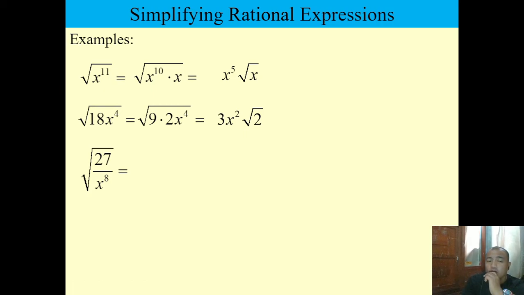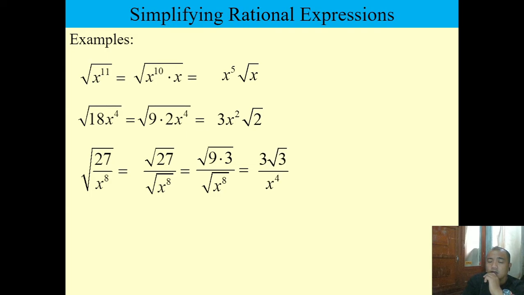Okay, square root of 27 over x to the 8 is square root of 27 over square root of x to the 8. That means 9 times 3 over square root of x to the 8. 3 square root of 3. Yes, square root of 9 is 3 over x to the 4th. Square root of x to the 8 is x to the 4th.